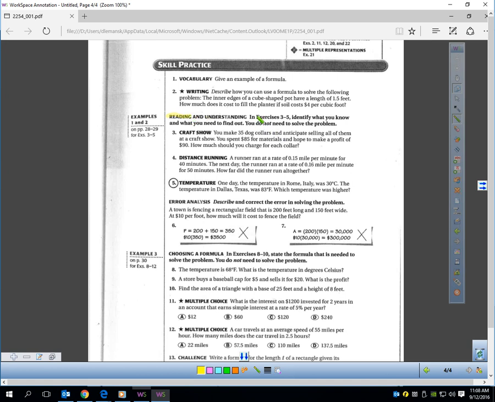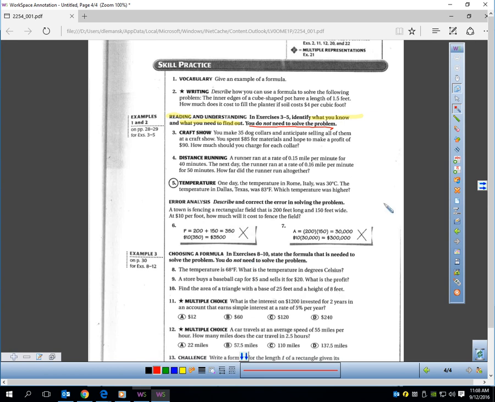Look at these. In exercises 3 to 5, identify what you know and identify what you need to find out. And then notice here, you don't need to even solve the problem. They're just asking you, what do you know? What do you need to find out?